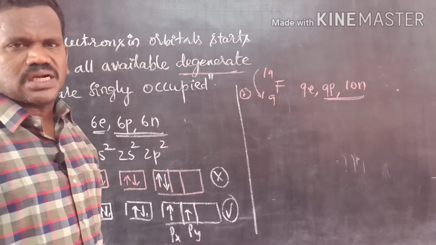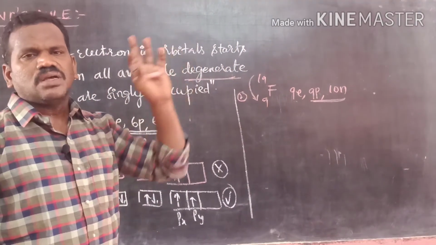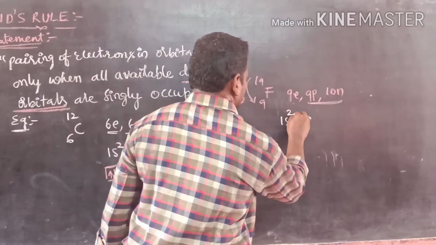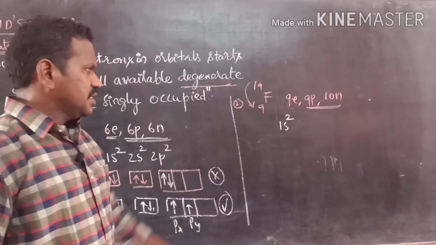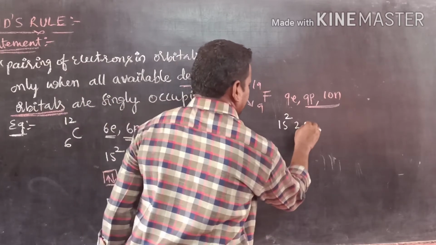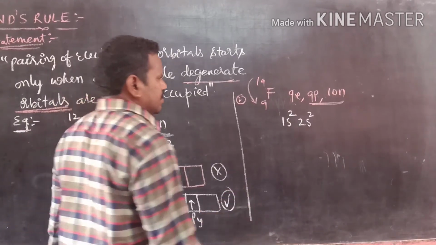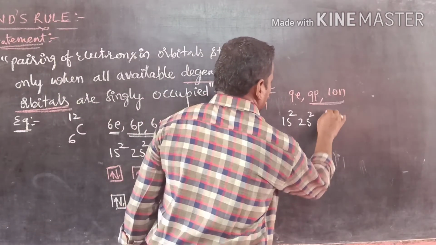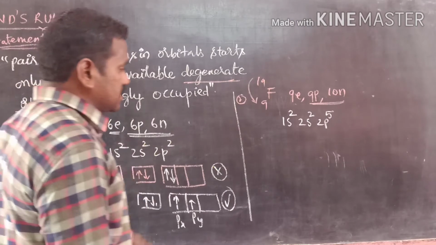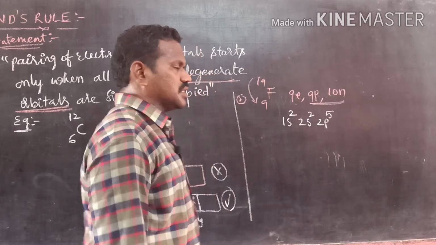As per the Aufbau principle, these 9 electrons first try to occupy the lowest energy level, that is 1s. In the 1s, because there is only 1 orbital, it can accommodate only 2 electrons. The remaining 7 electrons will try to occupy the 2s orbital, but only 2 electrons are occupied. The remaining 5 electrons will occupy the p orbital, so it becomes 2p5. Why? Because there is a chance of 6 electrons in the p, but only 5 electrons are there, so the 5 electrons are occupied.